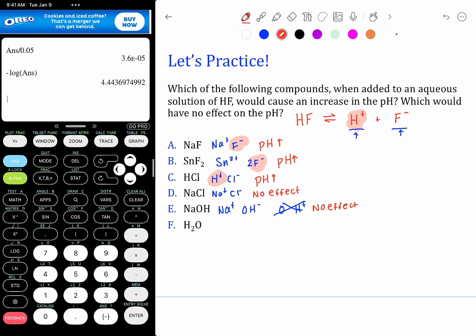Next up we have water. We've learned a lot about water in this semester so far, and we know that water can break apart into H plus and OH minus in small quantities, but it's still there. So it has an H plus, meaning it has an ion in common with our reaction. So this would cause the pH to increase.